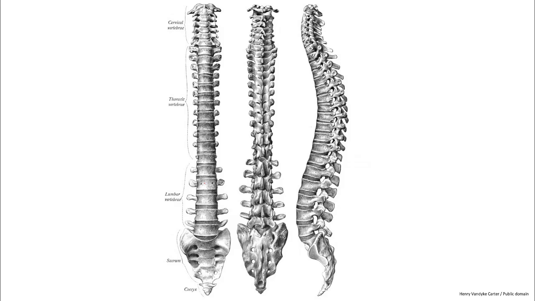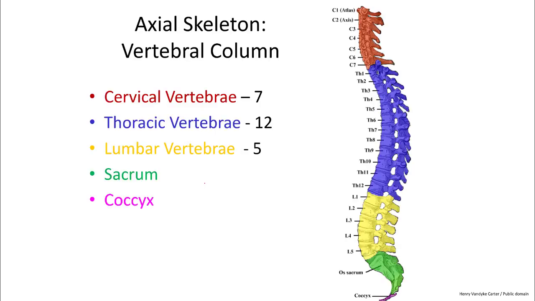We can see the vertebral column has some unique characteristics as well as some interesting curvatures. On the vertebral column, we can break it up into a cervical region, which has 7 cervical vertebrae, a thoracic region with 12 thoracic vertebrae, a lumbar region with 5 lumbar vertebrae, a sacrum, which has fused vertebrae, so it's really just one bone in the adult, and the coccyx, which also has some fused vertebrae.